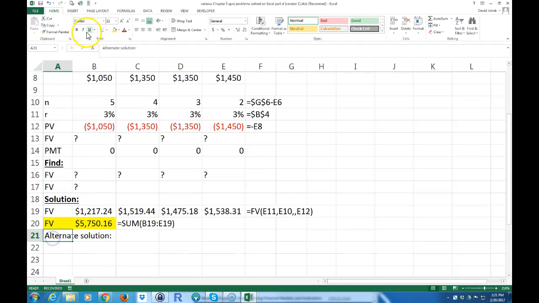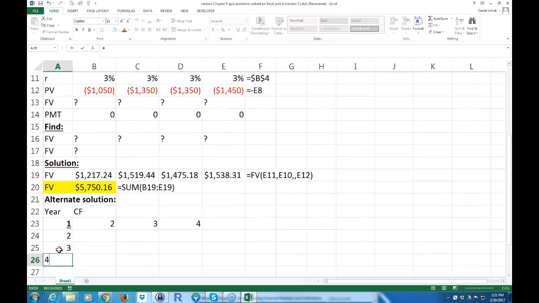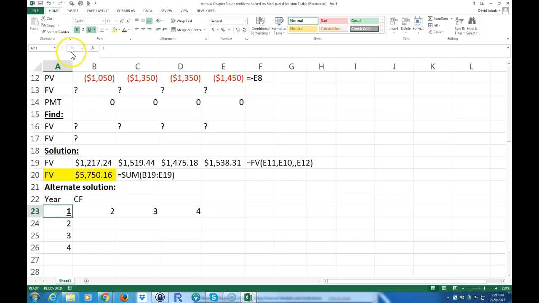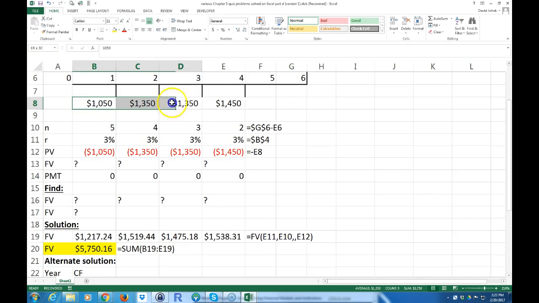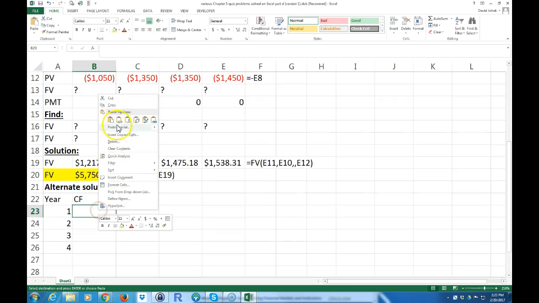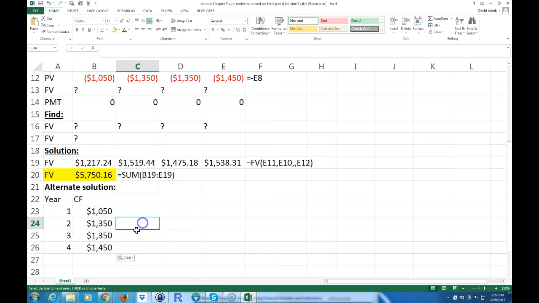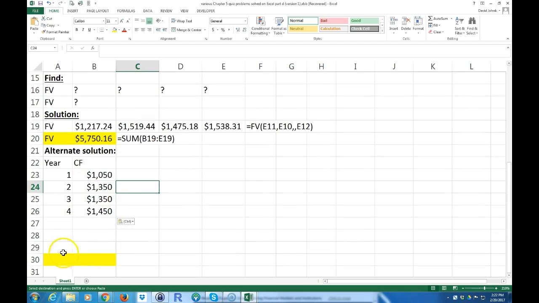All right, so an alternate solution we could do is the net present value. So I go year and then cash flow. And then 1, 2, 3, and 4. Oh, let me do it this way. 1, 2, 3, and 4. That doesn't need to be bold and underlined. Let me delete these. And then I could take these and copy them. So I right click and copy. I'm going to paste them transposed. So I'm going to paste them using this, so I can make those vertical. And then I can find the net present value.